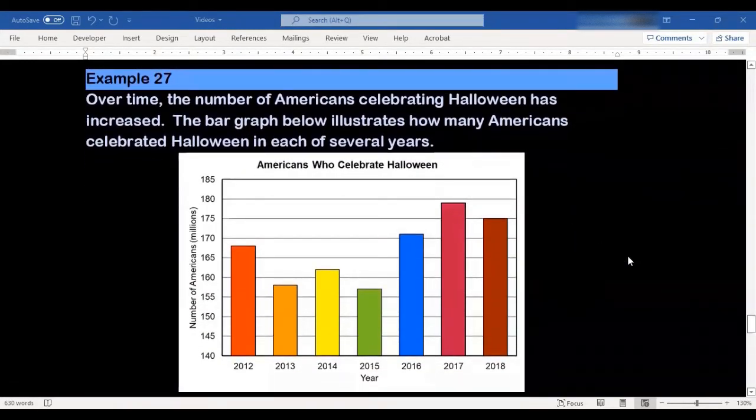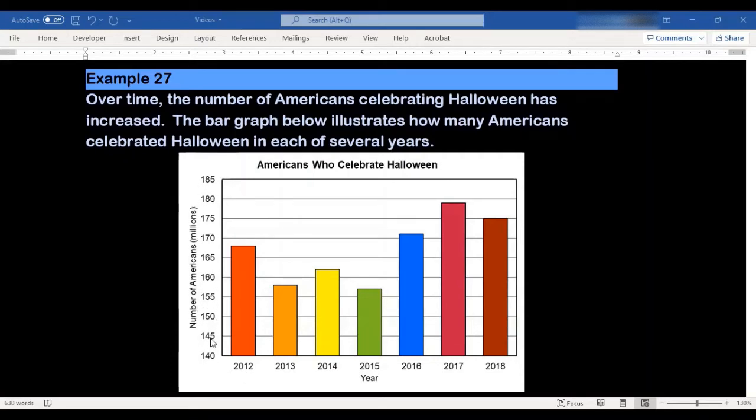In this example, it says, over time, the number of Americans celebrating Halloween has increased. The bar graph below illustrates how many Americans celebrated Halloween in each of several years. We can see that in our bar graph, there are a series of bars or rectangles, and we have a number of years that we are looking at across the bottom. For example, this green bar represents the number of Americans who celebrated Halloween in the year 2015.